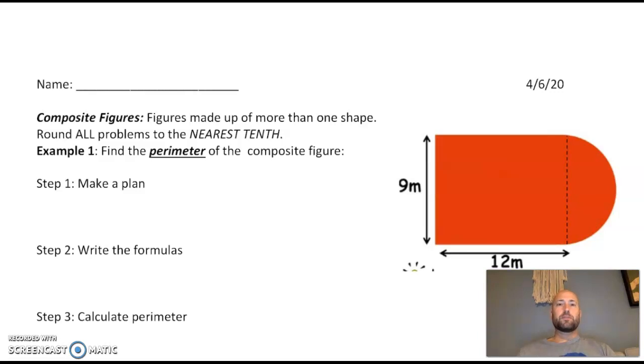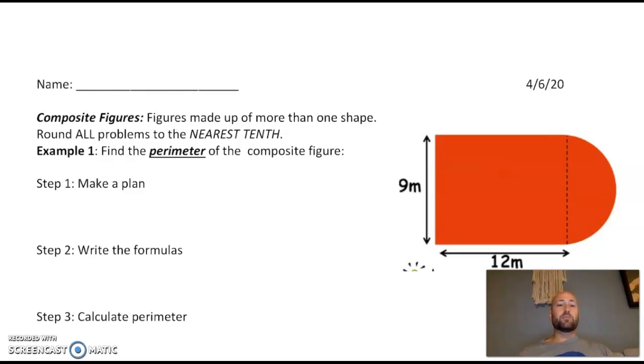Hey, 7th grade math. Today we're going to do a lesson on composite figures. A composite figure is a figure that is made up of more than one figure put together. Most of the figures we deal with in our lives are put together. You can see an example of a composite figure here on the right. That is a rectangle and a half a circle. So we're going to find both the perimeter, the distance around it, and the area, what fills it up.